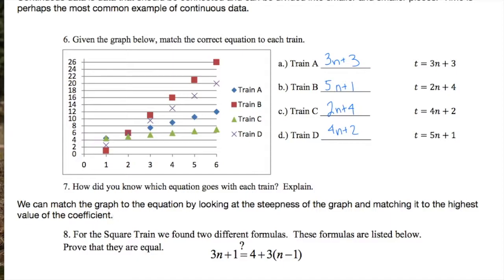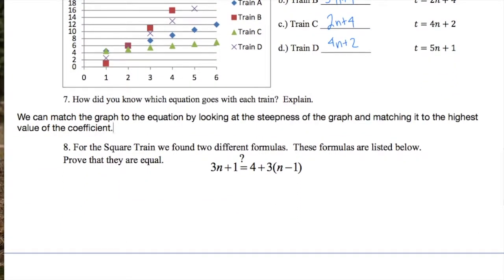Okay, so for the square train, we found 2 different formulas. Some of us might have, at least this person did. So are they equal to each other? Sometimes you'll see mathematicians put a question mark over the equal sign as something that's yet to be determined. On the right hand side, 3n plus 1, we're going to leave that intact. We're not going to try to solve this, we're just going to try to simplify it. We're not going to mess with this side, because this is the side that we know. We want to see if the other side is the same.